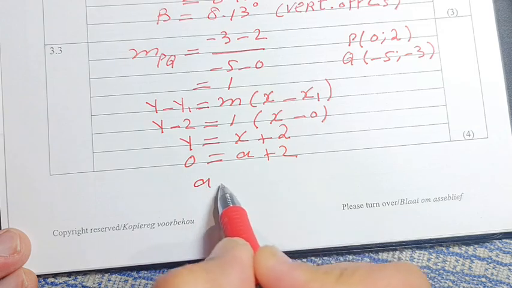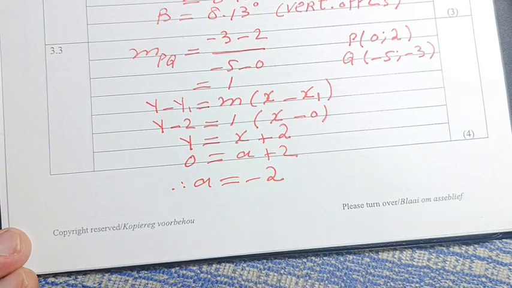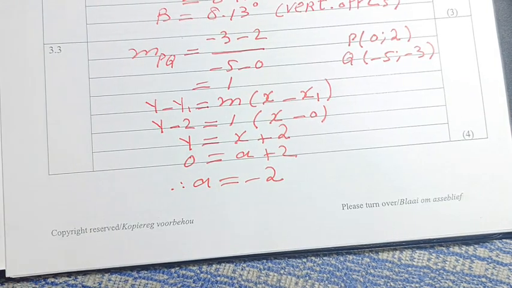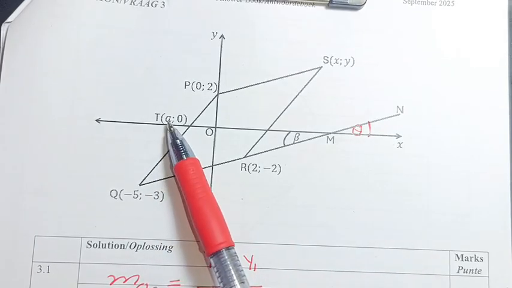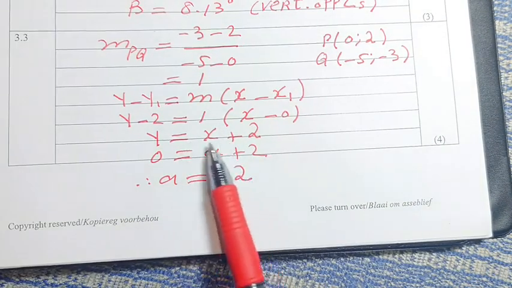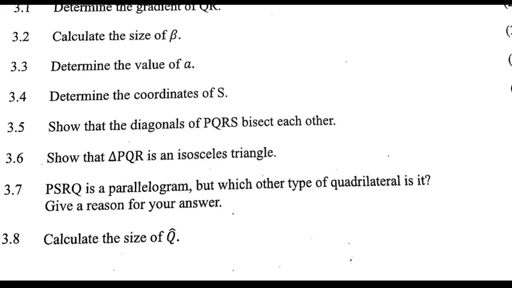Now therefore a is going to be equal to negative 2, because positive 2 I switch over this side becomes negative. So I got the point of a, negative 2. Must remember I substitute x is a, y is 0, into this straight line equation. And 3.4, determine the coordinates of S.